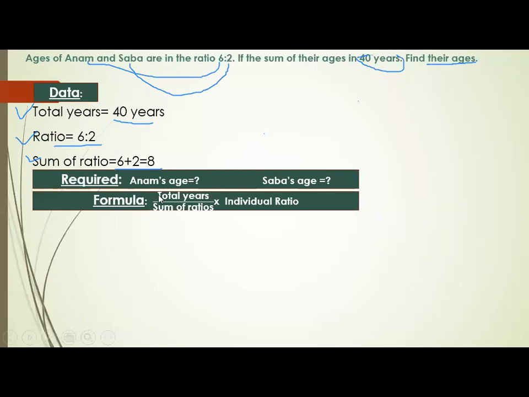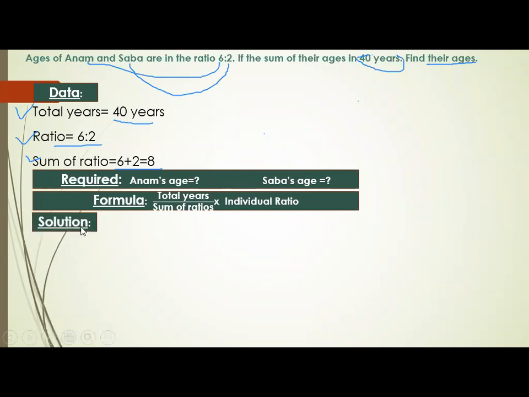In the given condition, it is mentioned that ages are given to you, so we can write total years upon sum of ratio and into individual ratio. In the last question, amount is given, so we have written total amount. In this question, ages are mentioned, so we have written total years. If in any question length is given to you, then you can replace this total year with total length. Clear, student? Now let's start with the solution.